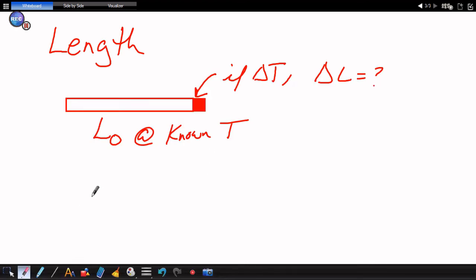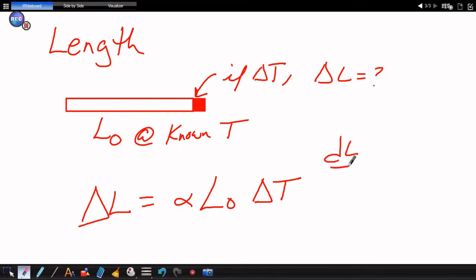Well, that's solvable. What you do, and this is an empirical method, is you just find a thing and heat it up to different temperatures and measure its length over and over. And what we find is that there's an empirical formula. The change in length is a constant times the original length of the object times the change in temperature. Or to write it in derivative terms, dL/dT is alpha L initial, which is a constant.